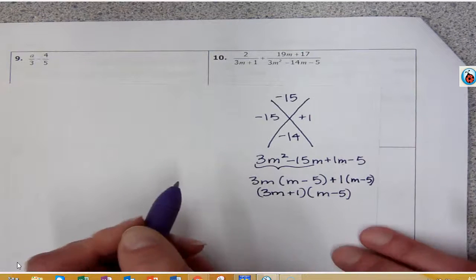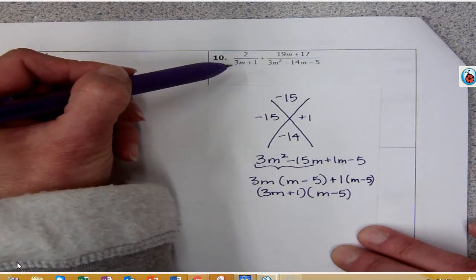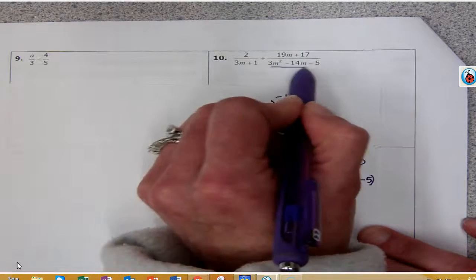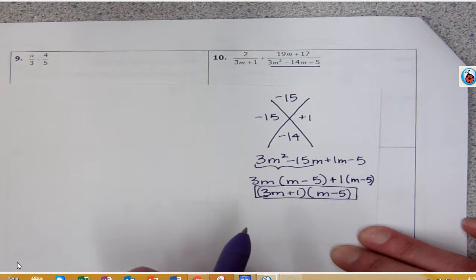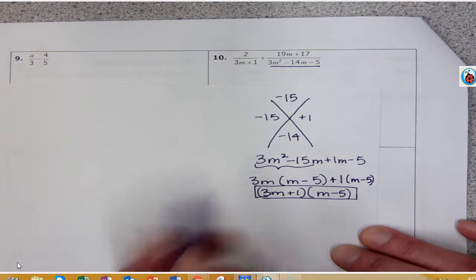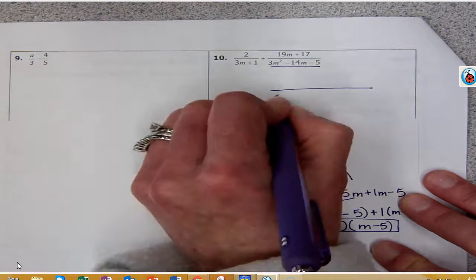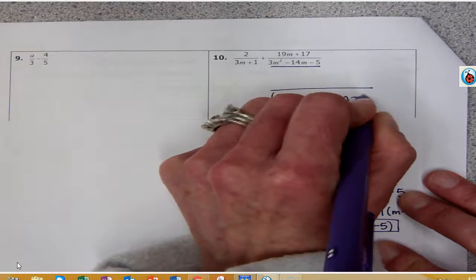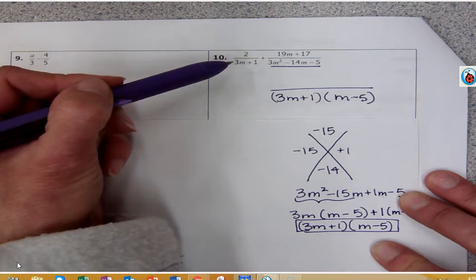Now luckily, this fraction has 3m plus 1 in the denominator. So this will be my common denominator, or this. These are the two same things. I'm going to leave it in factored form because it'll be a little bit easier in the long run. So my common denominator is going to be, in factored form, 3m plus 1 times m minus 5. I still need to create this as a common denominator.